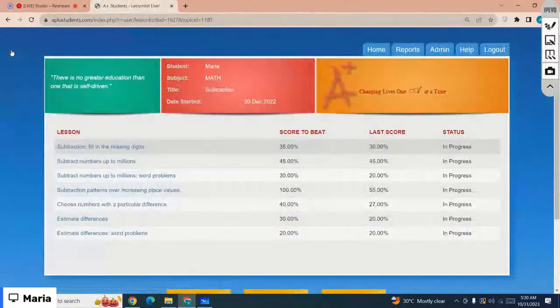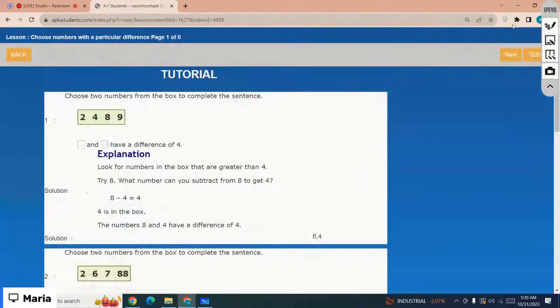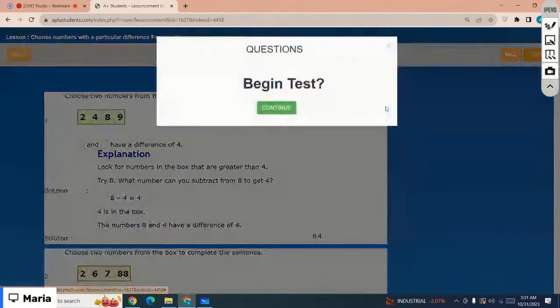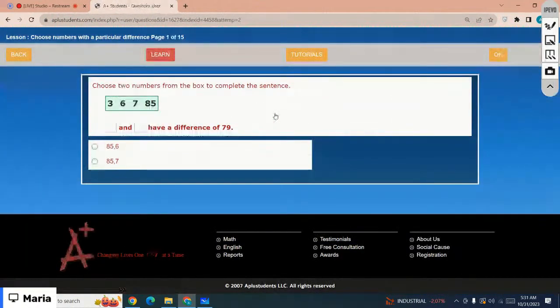choose numbers with a particular difference. Let's just start with the practice questions. Okay, let's just start with the test questions. So you are given some numbers, right? You need to see which two numbers when subtracted have a difference of 79. So which is the correct option? You are also given two of the options.